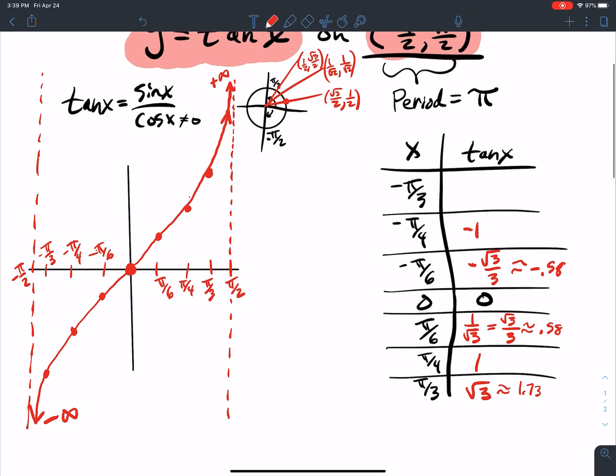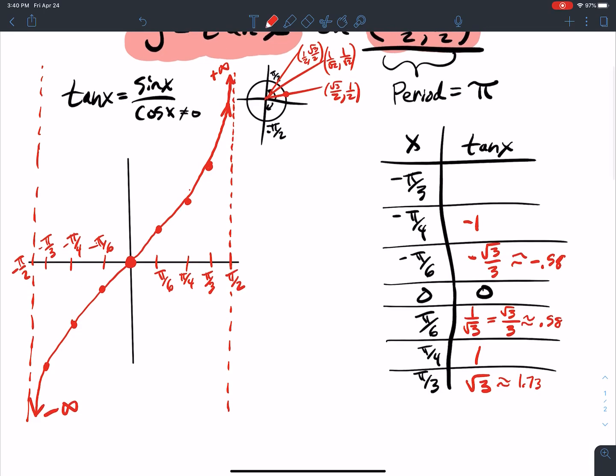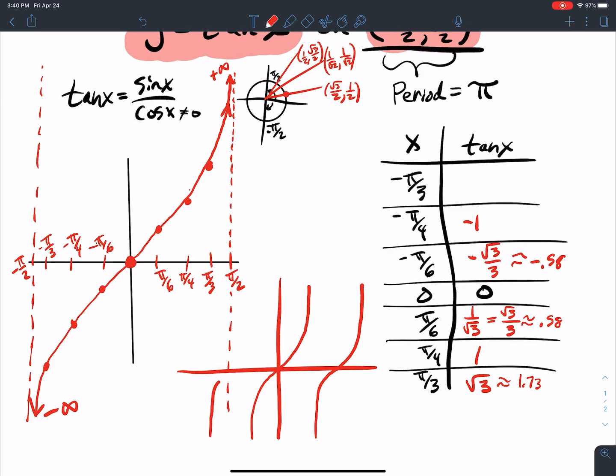Okay, so this is what the tangent graph looks like. So if you were to graph this, maybe it would look something like this. Okay, vertical asymptotes at odd multiples of pi over 2. Okay? So that's what the y equals tangent x graph will look like. All right?